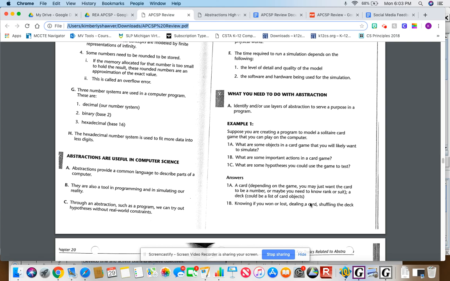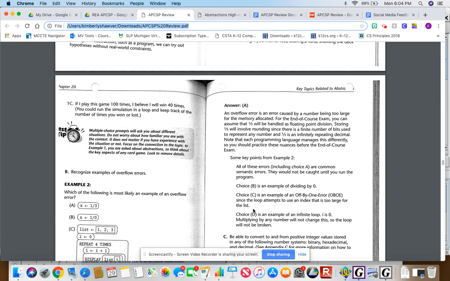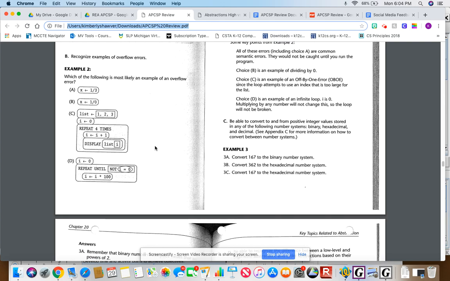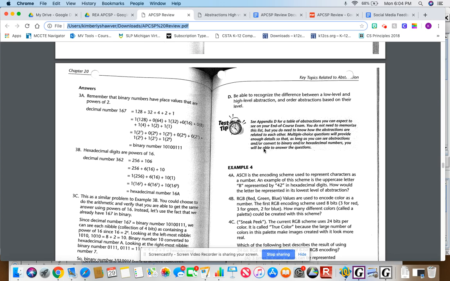So what do you need to be able to do with an abstraction? You need to be able to identify and or use layers of abstraction to serve a purpose in a program. You also need to recognize examples of overflow errors. Here's an example of a fraction. You need to be able to convert to and from positive integer values stored in any of the following number systems: binary, hex, and decimal.